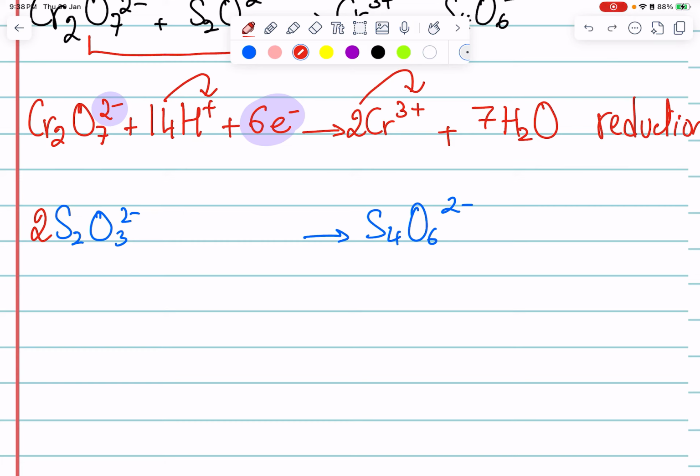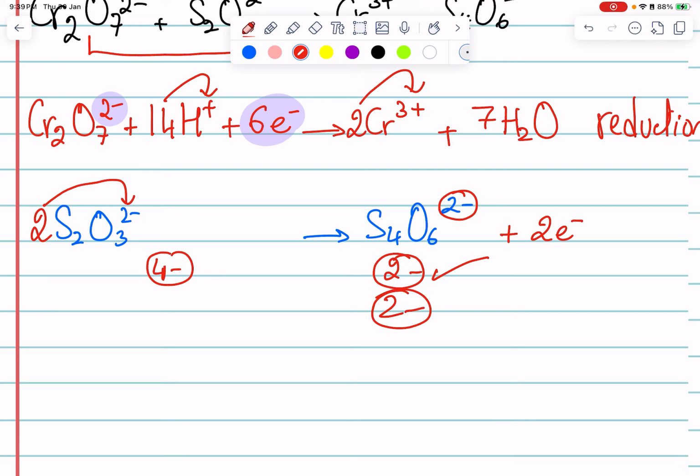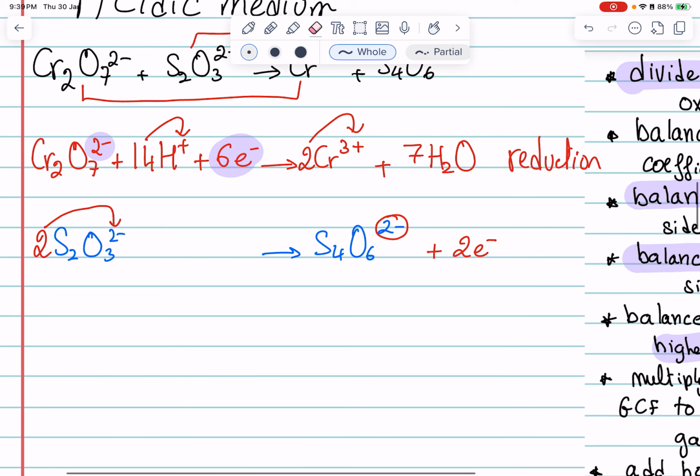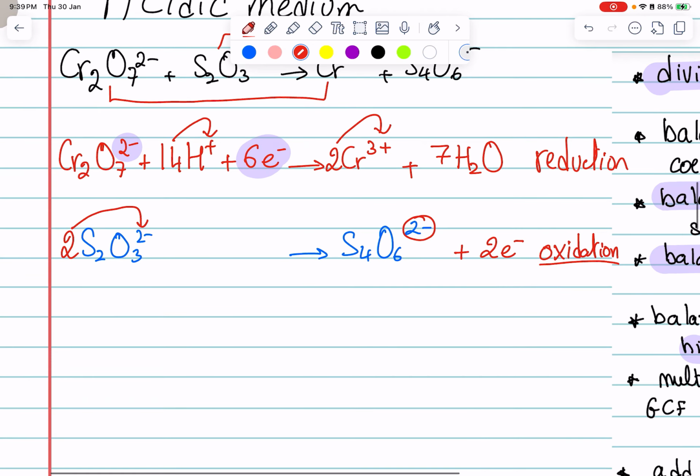Now let's count the charge. I have 2 times 2-, that makes it 4- versus 2-. This is the higher side, so we add to this one 2 more electrons to make it equal. Now, after having the two, this is an oxidation half equation because electrons are lost. Here I have 6 and here I have 2 electrons lost.